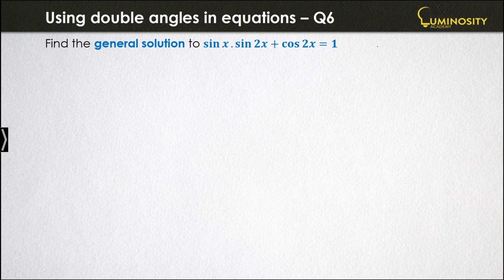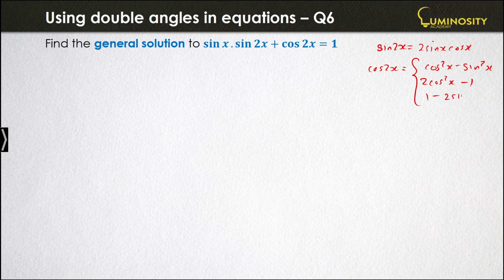So, from our double angle identities, we know that sine of 2x is 2 sine x cos x, and cos 2x can be written in one of three variations. So it's cos squared x minus sine squared x, 2 cos squared x minus 1, or 1 minus 2 sine squared x. Okay, so let's go ahead and simplify this.